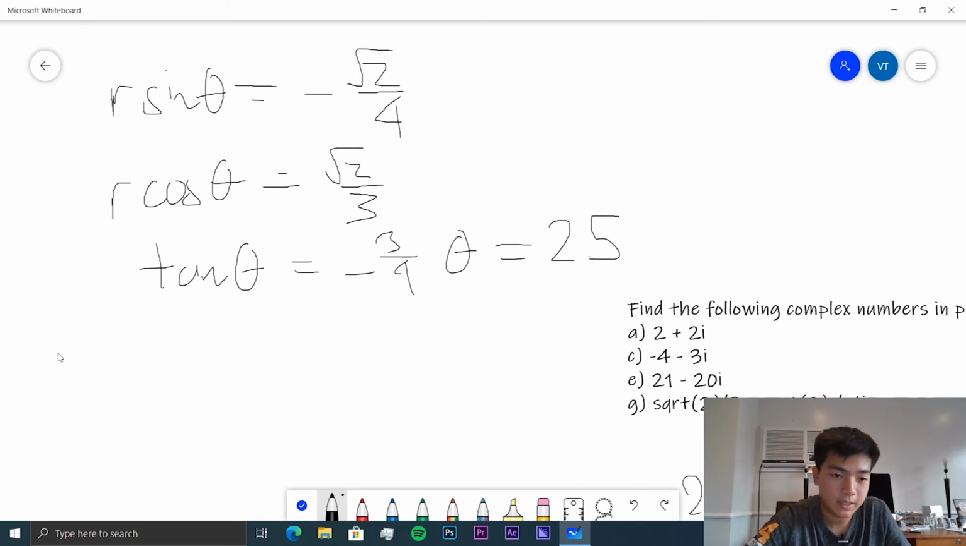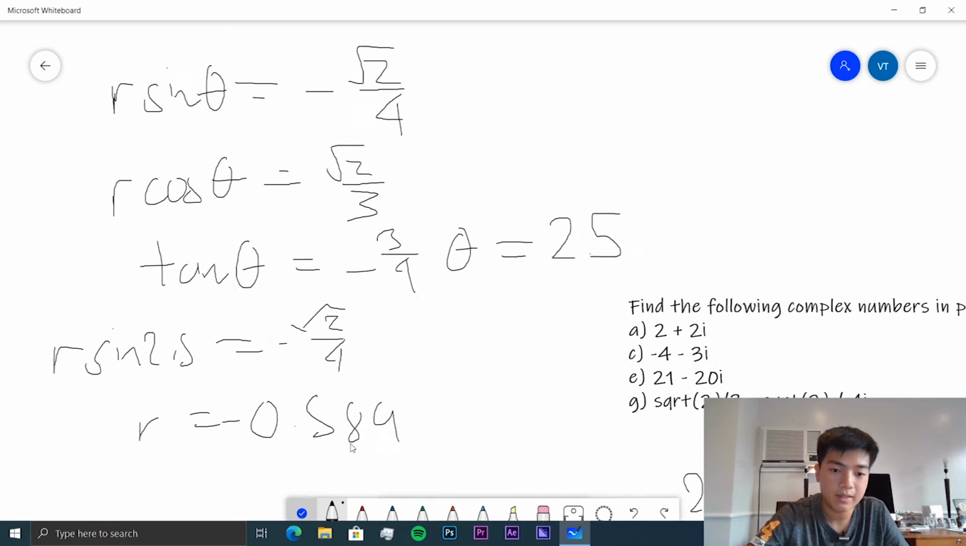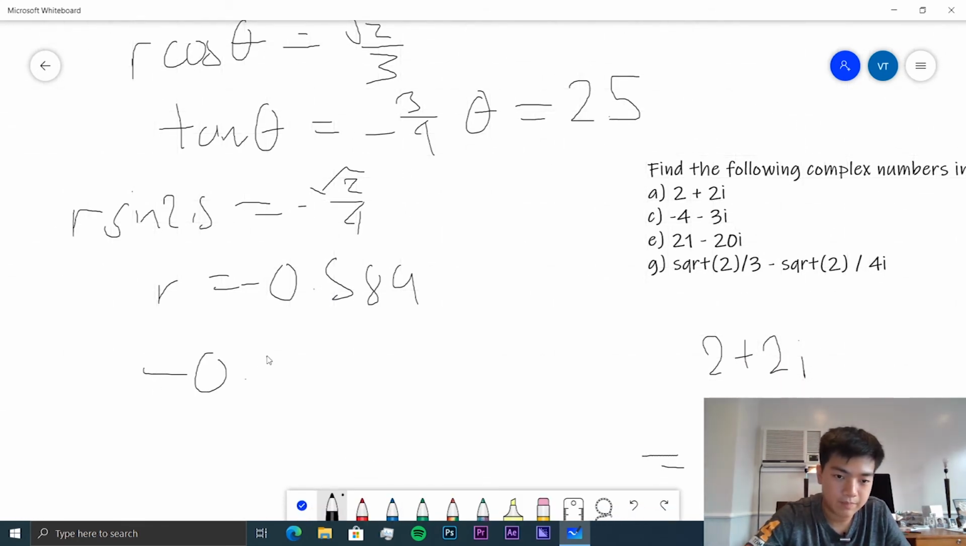And so we can plug this in. So r sine 2.5 is equal to negative root 2 over 4. So r is equal to that divided by sine 2.5, so it's negative root 2 divided by 4 divided by 0.6. So I'm getting r is around negative 0.589, which is probably a third, but it's okay. 0.589 cis 2.5 should be our answer.